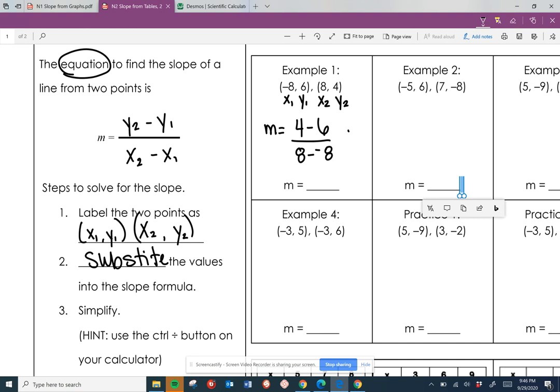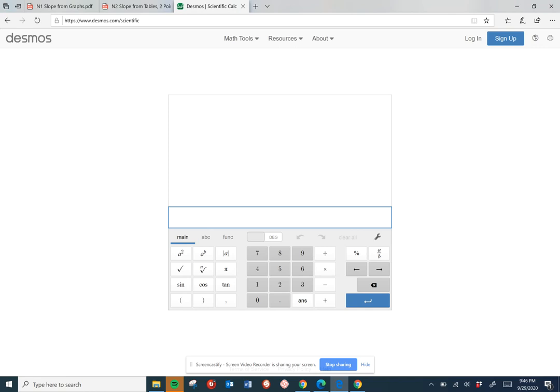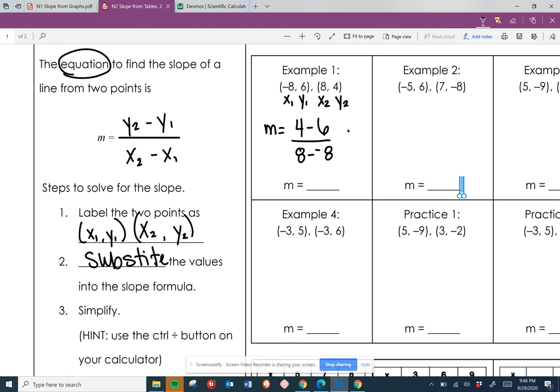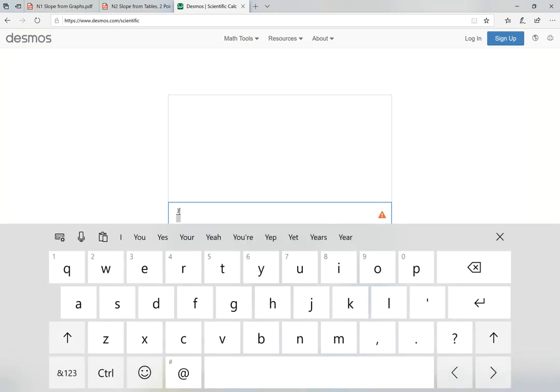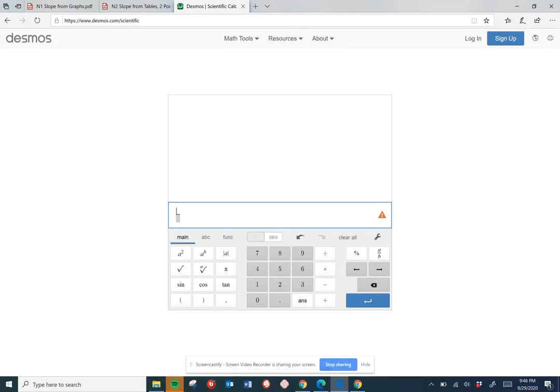We'll come over here and if you see this A over B button, we want to press that, and then we're just going to copy exactly what we wrote down. You're not going to put the m equals, you're only going to put your fraction. So on the top, you'll have 4 minus 6, and then on the bottom, we had 8 minus -8.